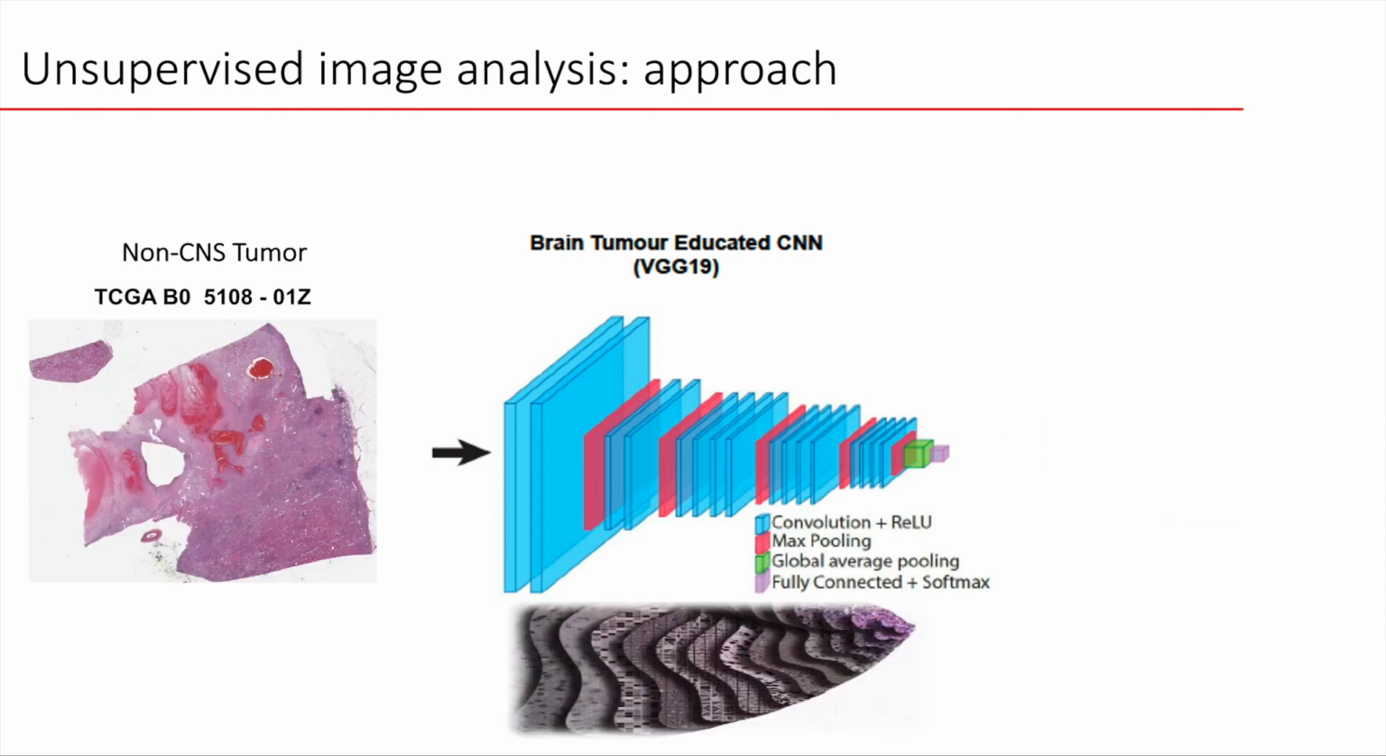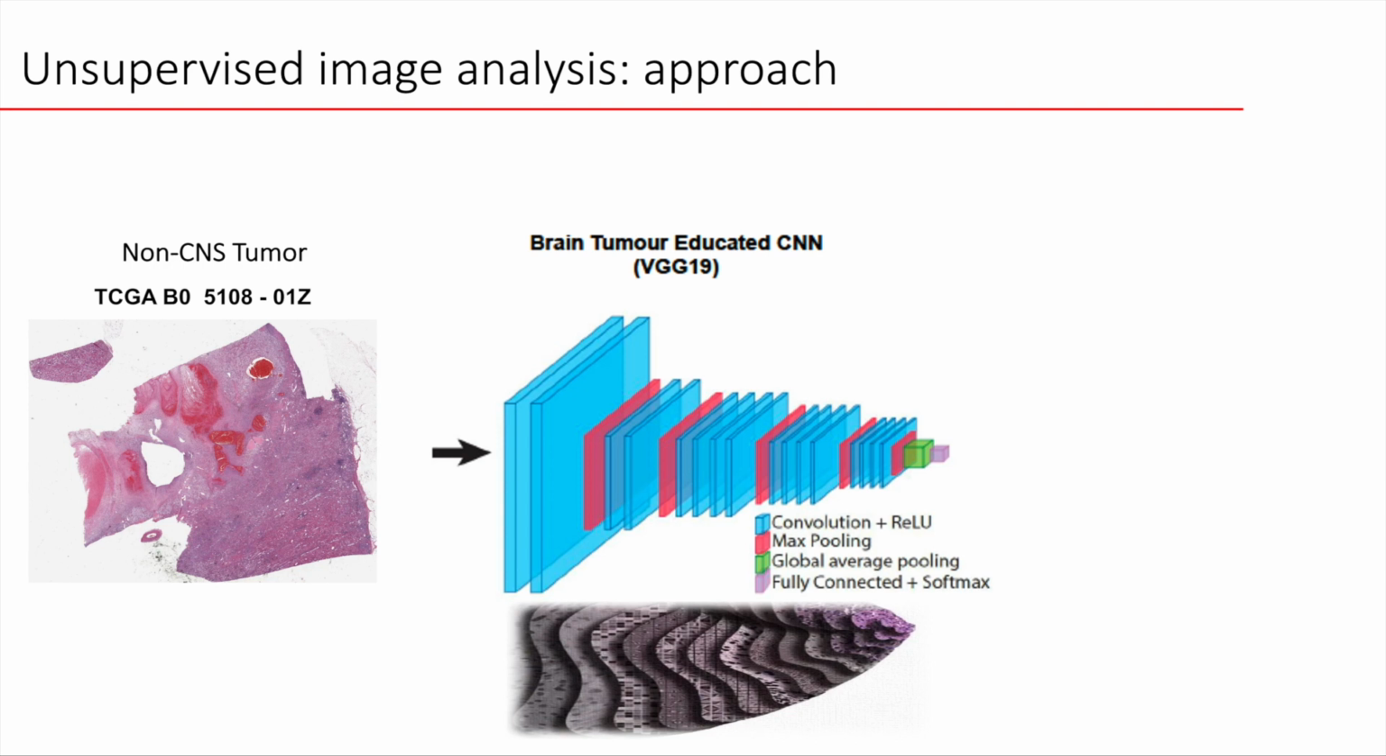The unsupervised approach is to take a somewhat educated neural network in one domain, such as brain tumors, remove it from its native environment and put it in a novel environment. So perhaps present to it non-CNS tumors, or non-central nervous system tumors, and see if it can find some sort of intelligible pattern in this novel environment.